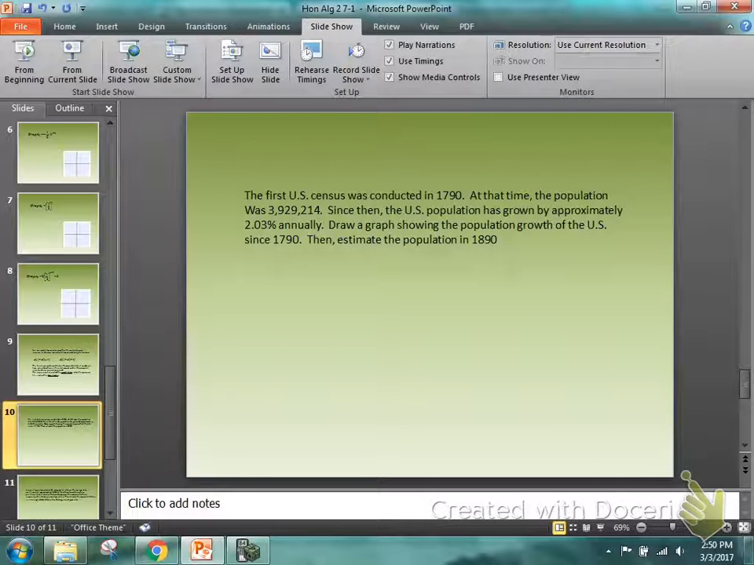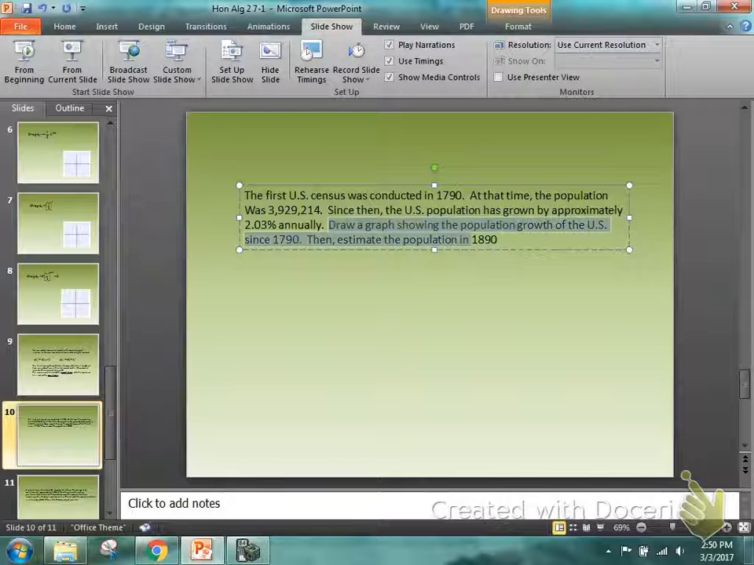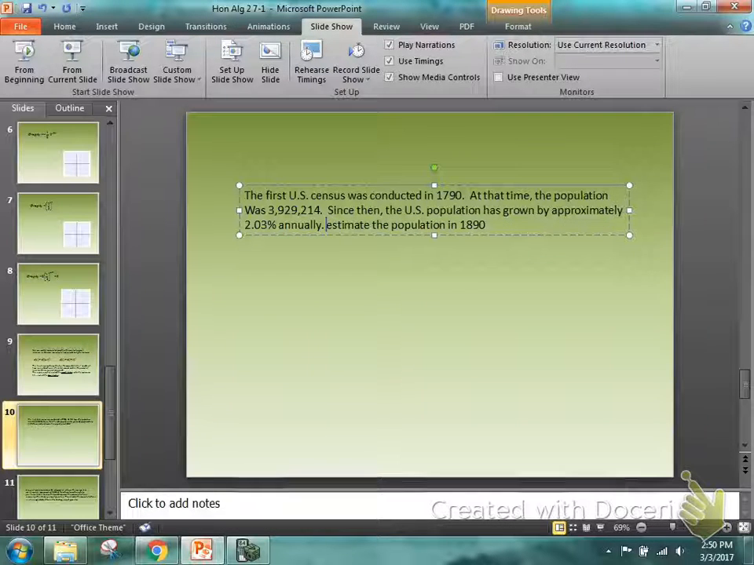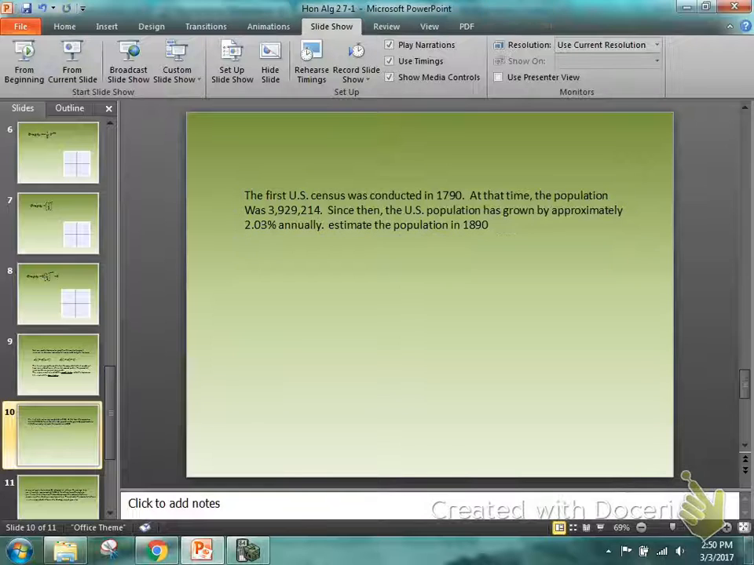The first U.S. Census was conducted in 1790. At the time, the population was 3,929,214. Since then, the U.S. population has grown by an approximate 2.03% annually. Estimate the population in 1890.